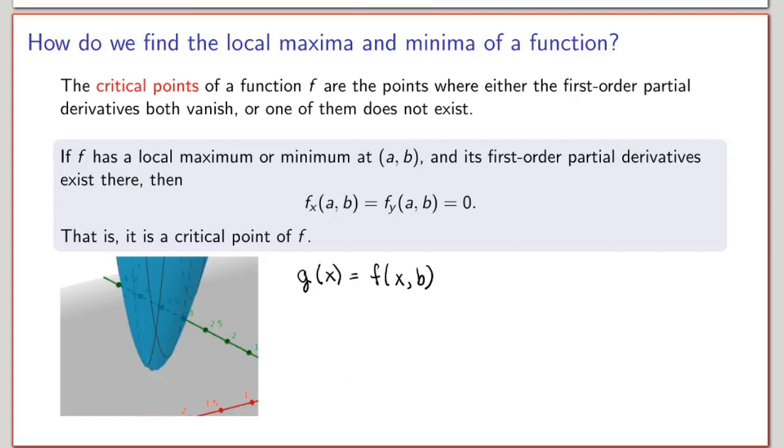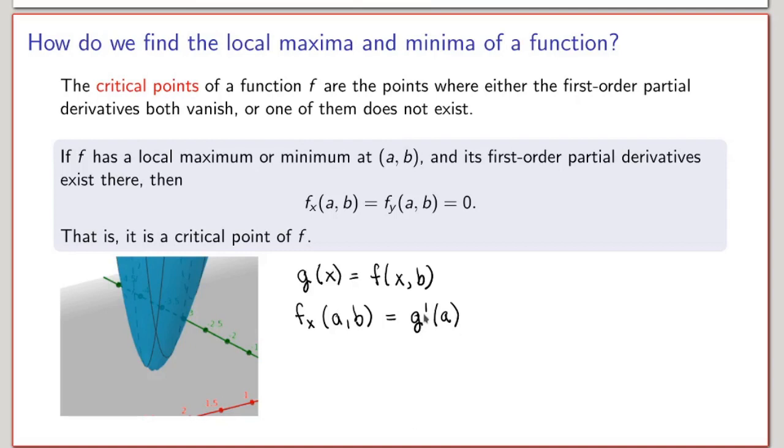And then by definition of partial derivatives, we know that the partial derivative of f with respect to x evaluated at (a, b) is equal to the ordinary derivative g prime of the function g of x at x equals a. And we also know that g prime of a calculates the slope of the tangent line for the graph of the function g of x at the point x equals a.